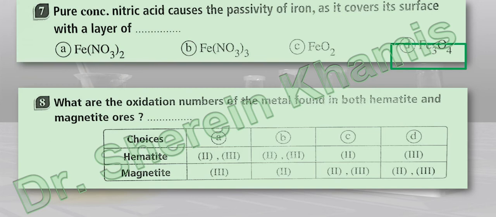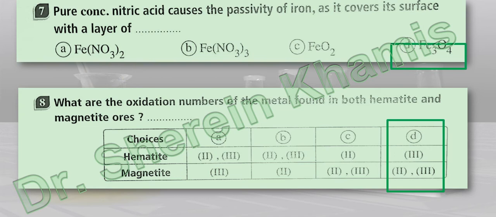What do you think about the oxidation number of hematite and magnetite? I think it's a very important question. You have to concentrate on it. The last one will be the right answer. Hematite is the main iron ore present in nature in a large amount. Hematite has iron 3, and magnetite contains both oxidation states of iron, iron 2 and iron 3. Please concentrate on these important questions.